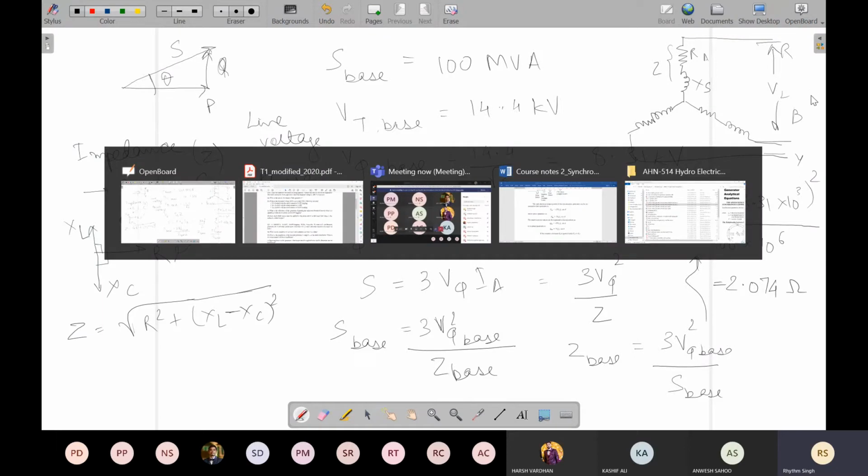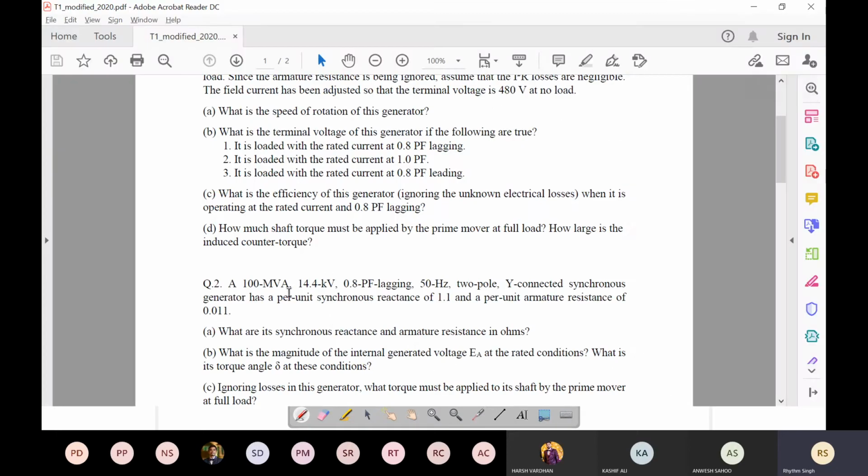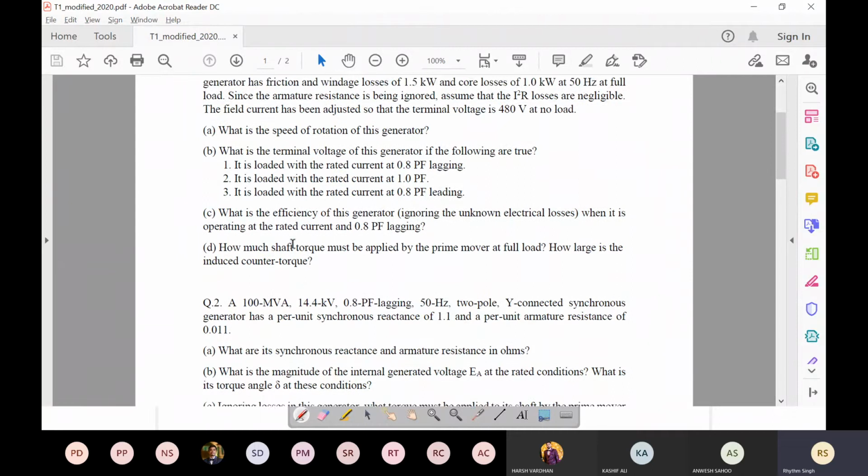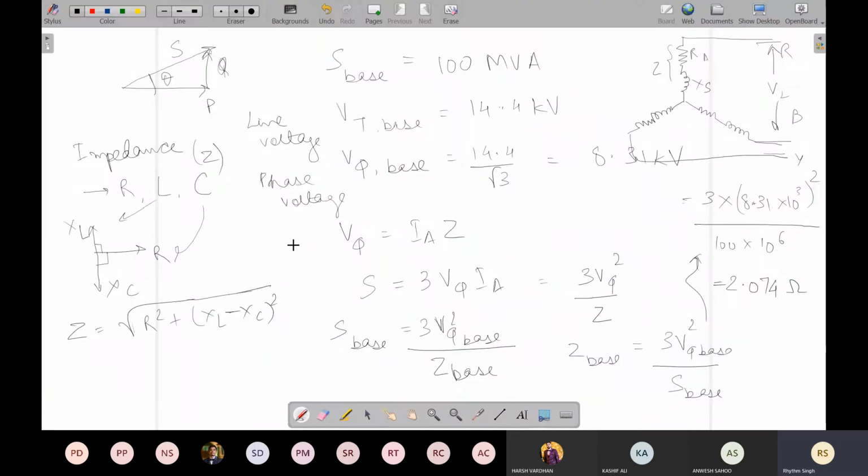So that's why the rating is mentioned like this. It is always a line voltage, because that is what is practically useful. The system to which the generator will be connected is the voltage that system will have to operate on. So this is always the line voltage. Phase voltage is something inside the machine. It is not accessible outside.